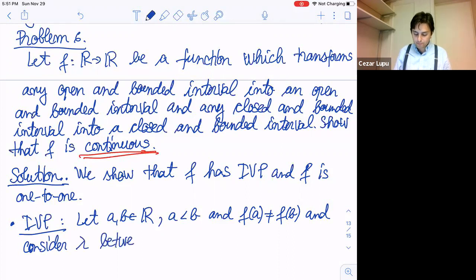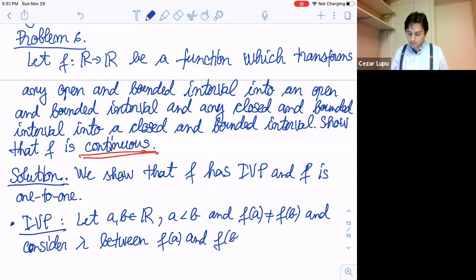between f of a and f of b. So if we show that there exists a c, which depends on lambda, let's call it c lambda, in [a, b], such that f of c lambda equals lambda, then there you go. We have shown that f has the intermediate value property. So let's show this.